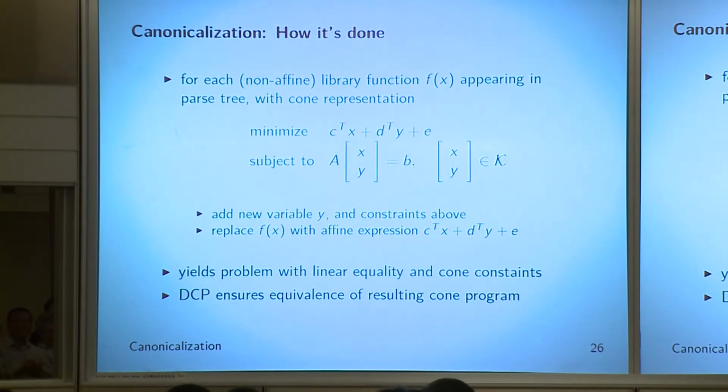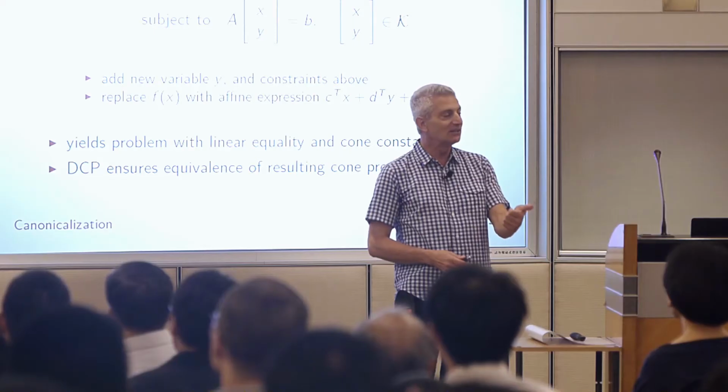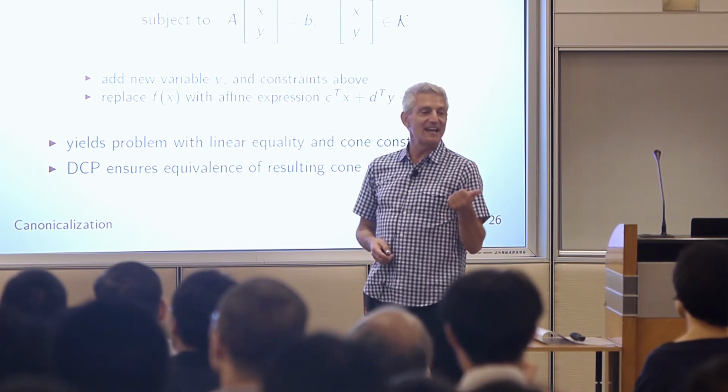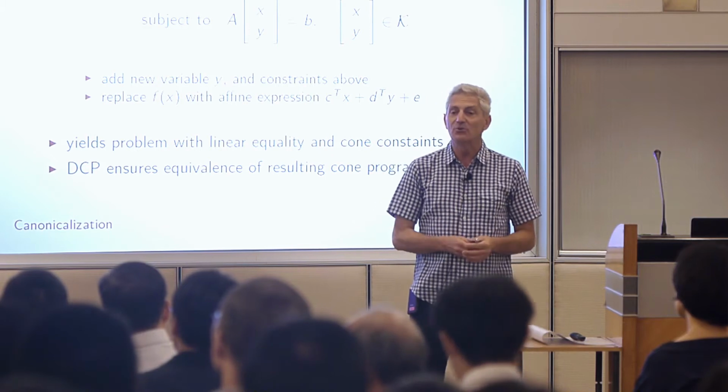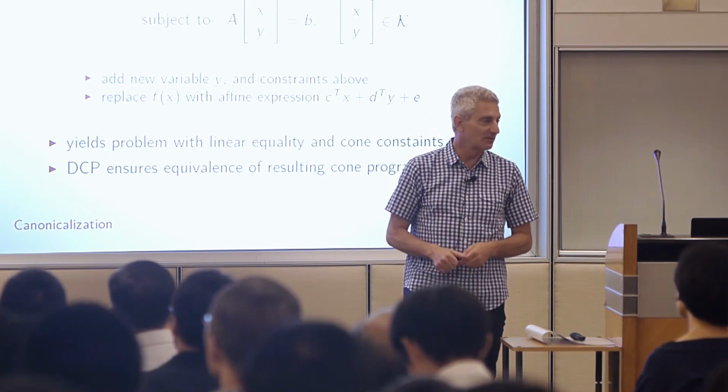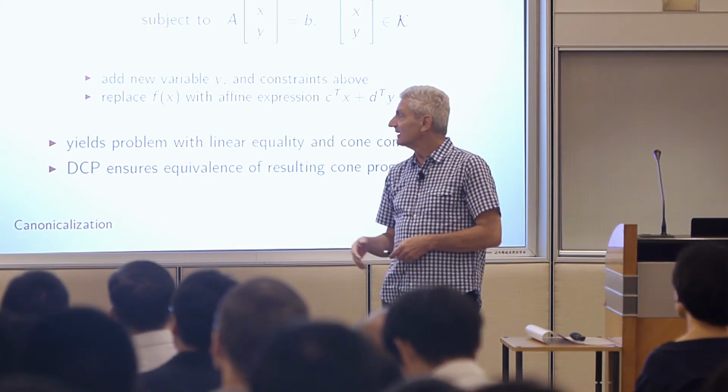So the way it works is this: you walk through your library, and whenever you find a non-affine function, you simply substitute its cone representation. That's what you do. It's that dumb. Then you get a new problem, and you transform it to a new problem that has nothing but linear equality constraints and cone constraints, and that's it. Now it's in the form for a cone solver. You throw it to a cone solver, and it solves it. Okay, so that's the idea.